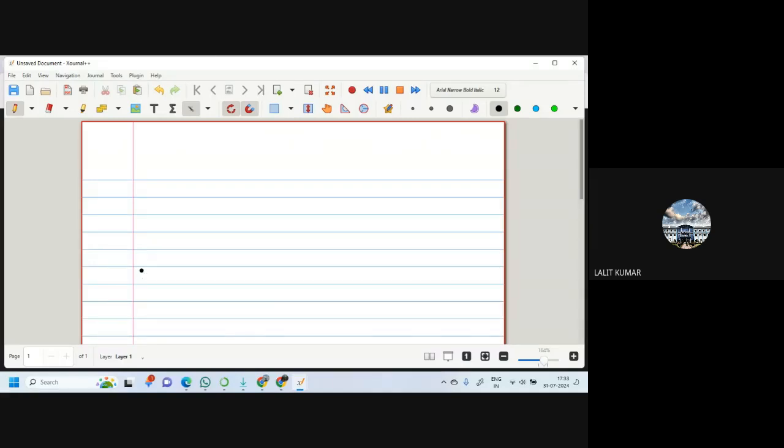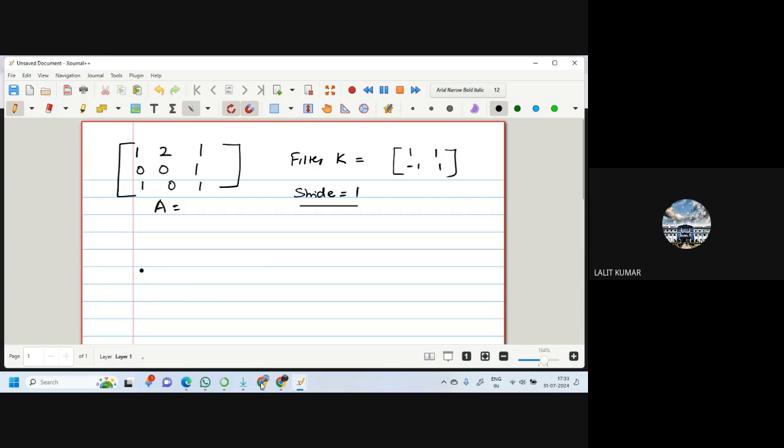So we take a CNN for example. I will just take a simple example: 1, 2, 1, 0, 0, 1, 1, 0, 1. Filter K is equal to 1, 1, -1, 1. Stride is equal to 1. Suraj, am I audible? Yes, you are audible clearly.